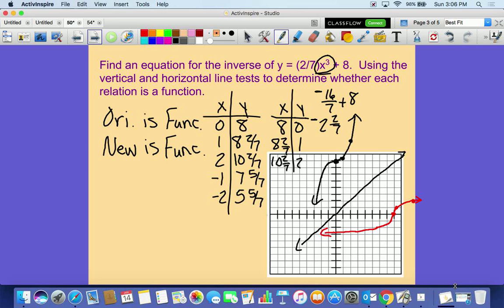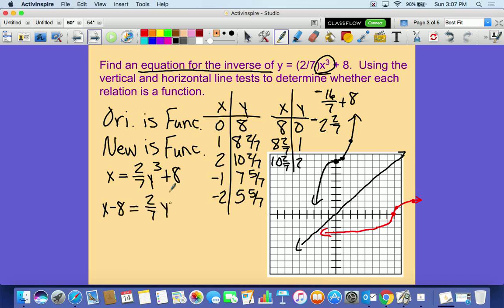Now that's all great, but we still haven't answered the first question. The first question was find the equation of the inverse. Well, we've got this equation here. Just like we did before, we can switch the x and the y. So x equals 2/7 y cubed plus 8. And then we have to solve for y here. So we can subtract 8 over.